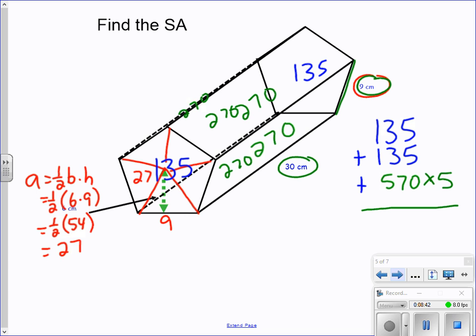I'll put an X in there so it doesn't look like a decimal. So I'm going to do 570 times 5, which is 2850. Again, that's all 5 of the panels, plus the front and back of 135 each. And I get 3120. That's my total surface area, centimeters squared.